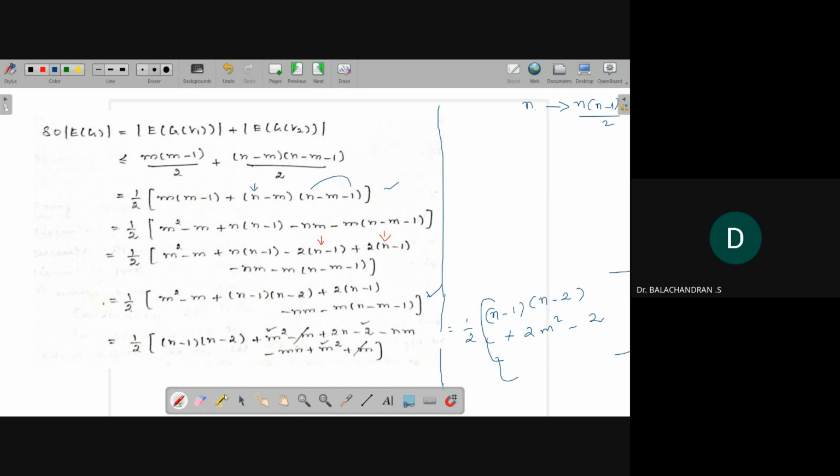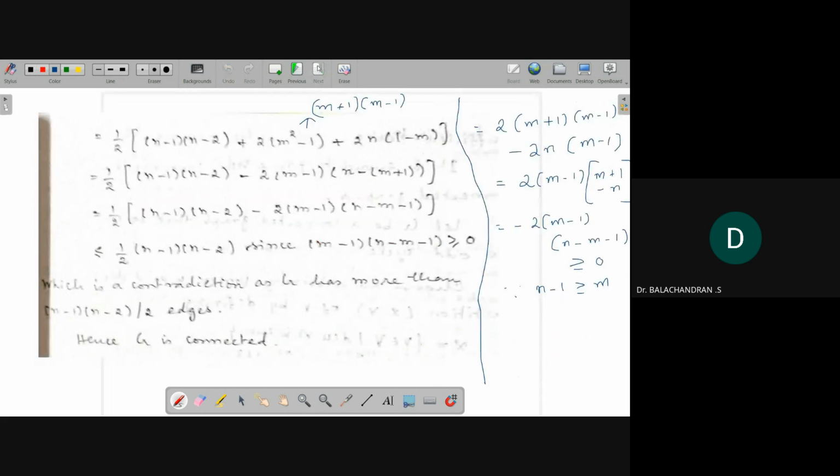Minus 2 plus 2n. I wrote 2m square, I wrote minus 2, so plus 2n, minus mn minus mn, minus 2mn. Okay, the next step. The left hand side is the number of edges in G.